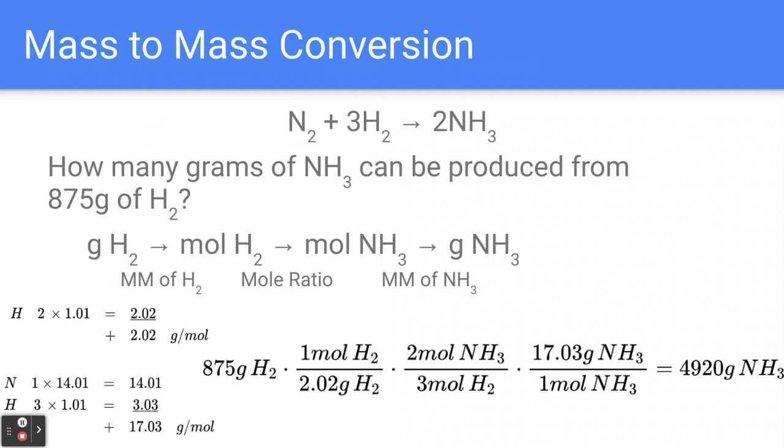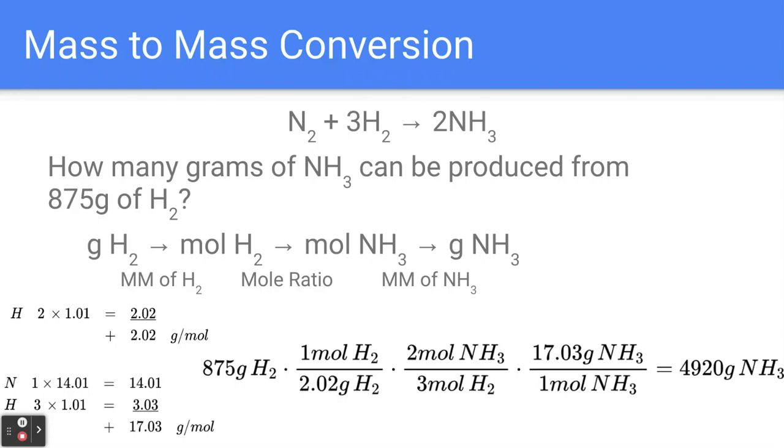Nitrogen plus 3 moles of hydrogen, giving us 2 moles of ammonia. NH3 is called ammonia. How many grams of NH3 can be produced from 875 grams of hydrogen? So we're going to start here with grams of hydrogen. That was given to us in the problem. Our end goal here is grams of NH3 ammonia. So to get there, we need to go from grams of hydrogen to moles of hydrogen, then from moles of hydrogen to moles of ammonia, and then from moles of ammonia to grams of ammonia.